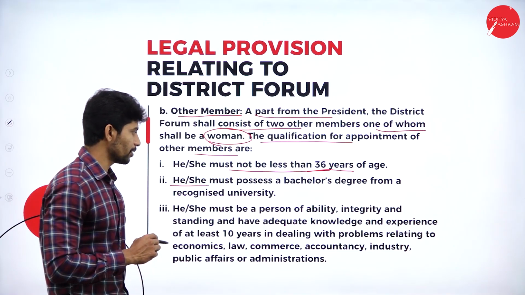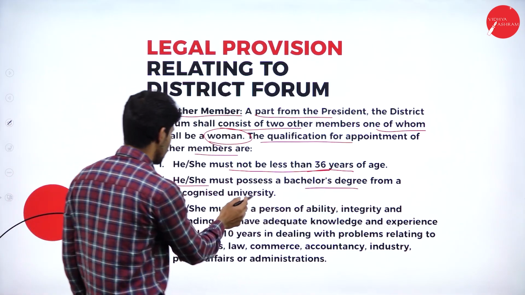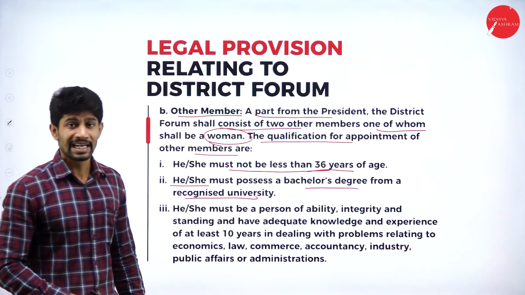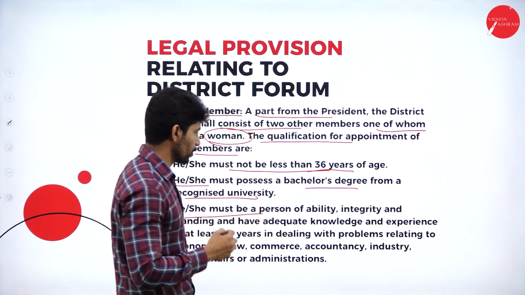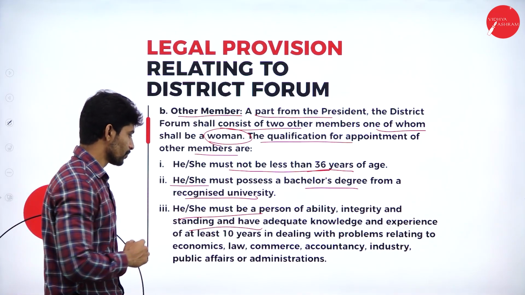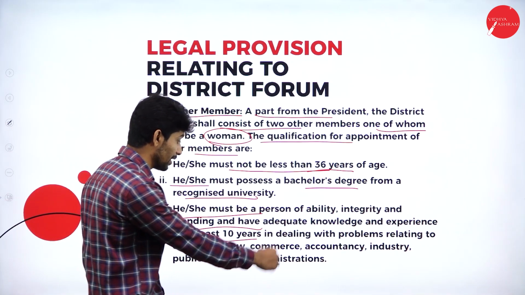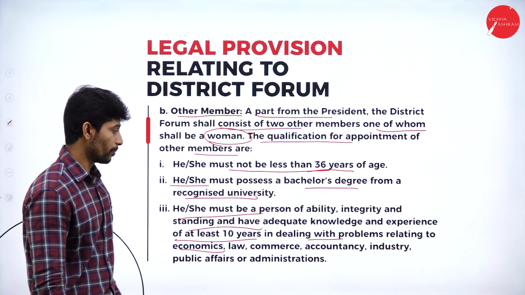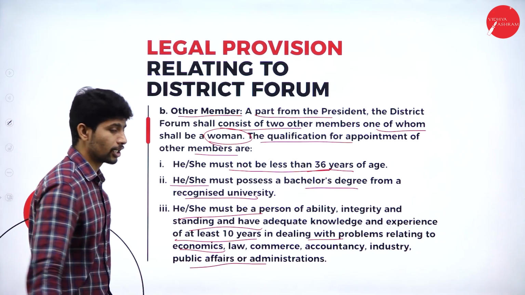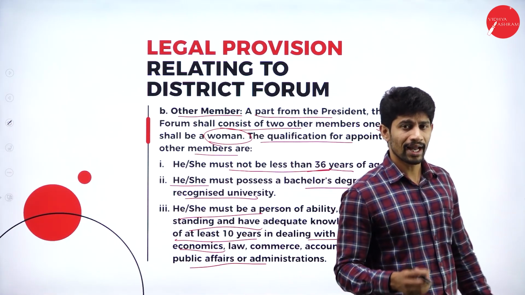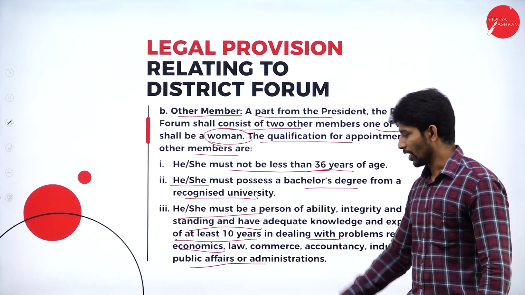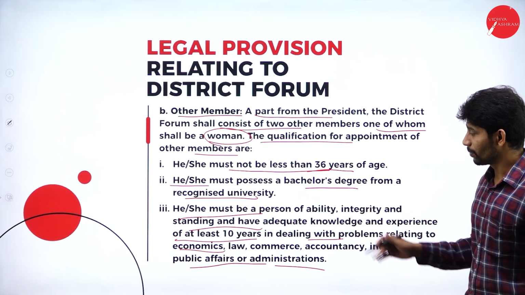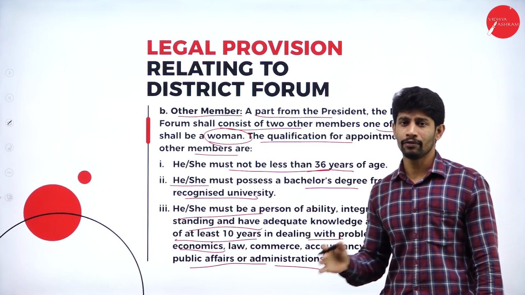Second criterion, he or she must possess a bachelor's degree from a recognized university. That means they should have at least a degree to become a member of the District Forum. Next, he or she must be a person of ability, integrity and standing and have adequate knowledge and experience for at least 10 years in dealing with problems relating to economics, law, commerce, accountancy, industry, public affairs or administration. So you must be a degree holder with 10 years of experience in these areas. These are the basic qualifications required to become a member of the District Forum.